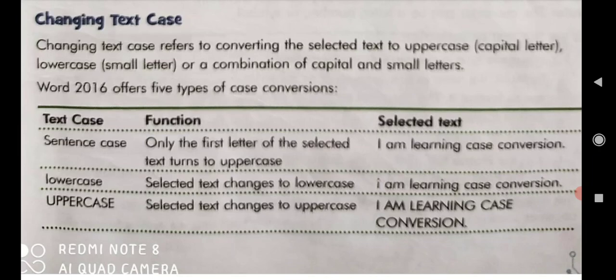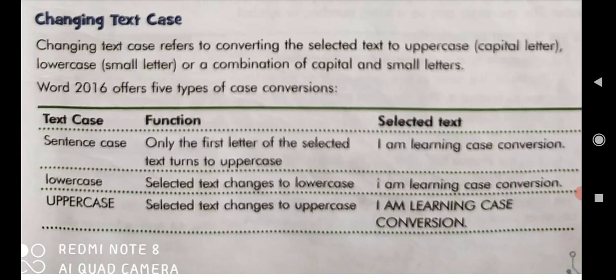मीन्स सेंटेंस केस में जो फर्स्ट लेटर होता है जो हम सेलेक्ट करते हैं, सिर्फ वही जो है अपर केस में चेंज होता है. इट मीन्स द फर्स्ट लेटर इज कैपिटल लेटर. The first letter is in capital. Let's see here, the selected sentence: I am learning case conversion. In this sentence, I is made a capital letter. The first letter is in capital letter.